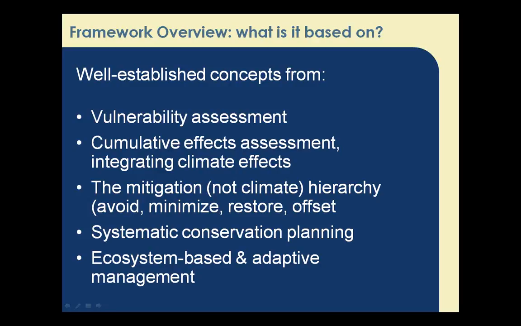The mitigation hierarchy, again, not climate usage, but talking about the hierarchy of avoid, minimize, restore, and offset. And then systematic conservation planning. I think most people are probably familiar with that, but using concepts like irreplaceability and complementarity, as well as finally ecosystem-based management and adaptive management. So ecosystem-based management, taking a holistic approach, recognizing humans in the landscape, and also adaptive management, which is going to be focused on learning while applying our planning as we go, understanding that there is a lot of uncertainty about what really is going to happen and how effective, in particular, some climate adaptation strategies might end up being.